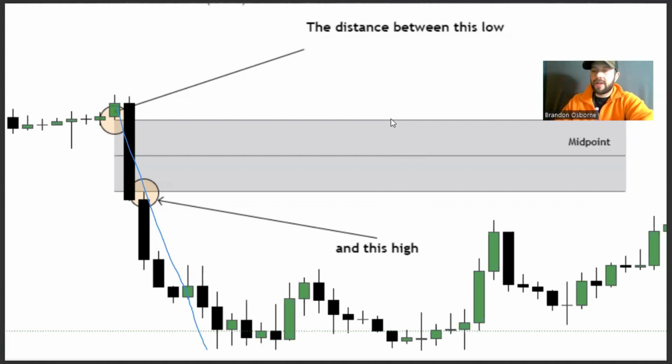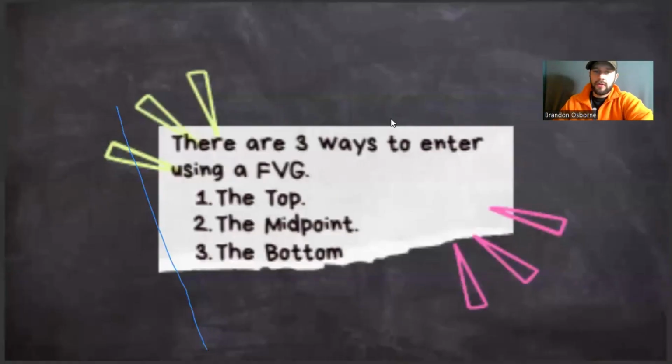You don't want to switch it based on the chart example. You want to pick the same way every single time. That way your results can stay consistent with what you were doing.